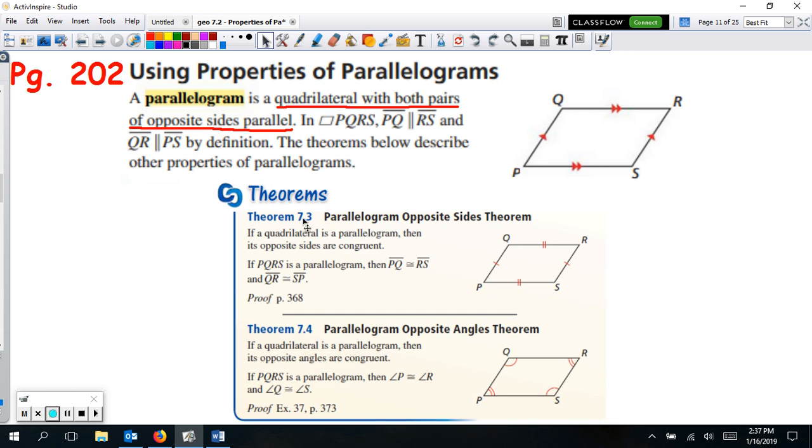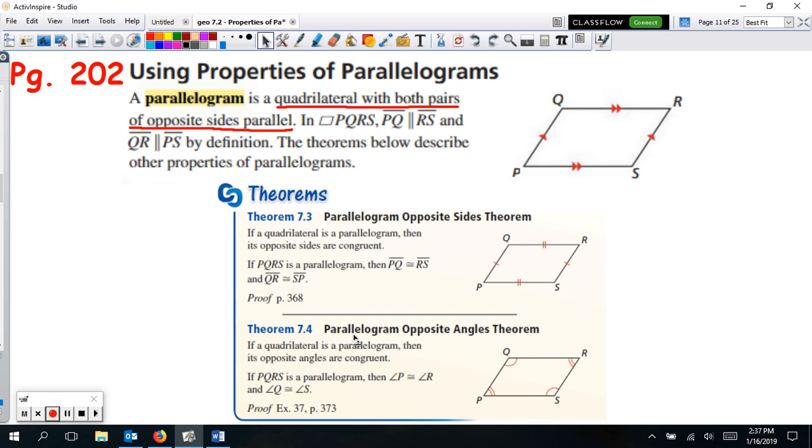All right, let's take a look at some theorems now for parallelograms. The first one is the parallelogram opposite sides theorem. Opposite sides are congruent, it says. If a quadrilateral is a parallelogram, then the opposite sides are congruent. So these sides are congruent here. These are opposite sides, the ones that are parallel. They're also congruent as well. So these top two and the bottom two are opposite sides, and they're congruent.